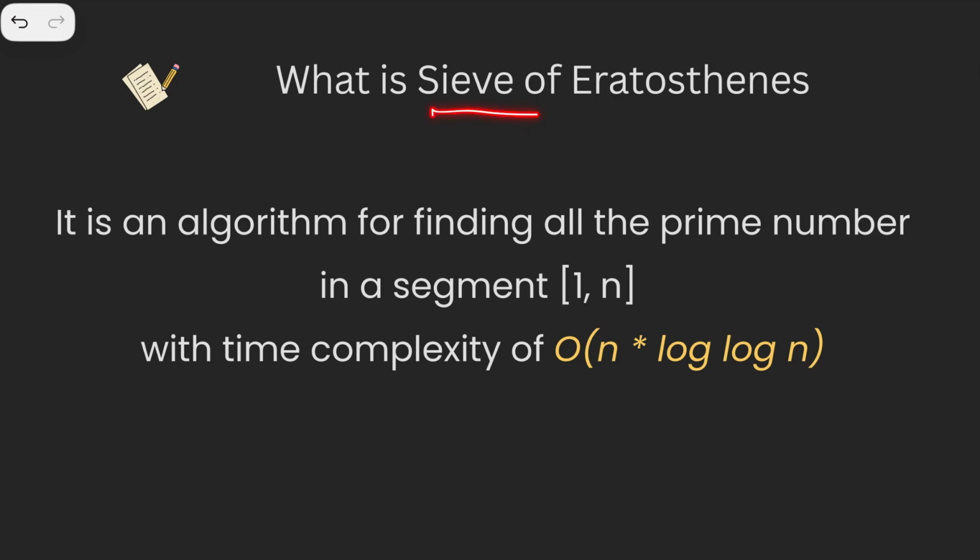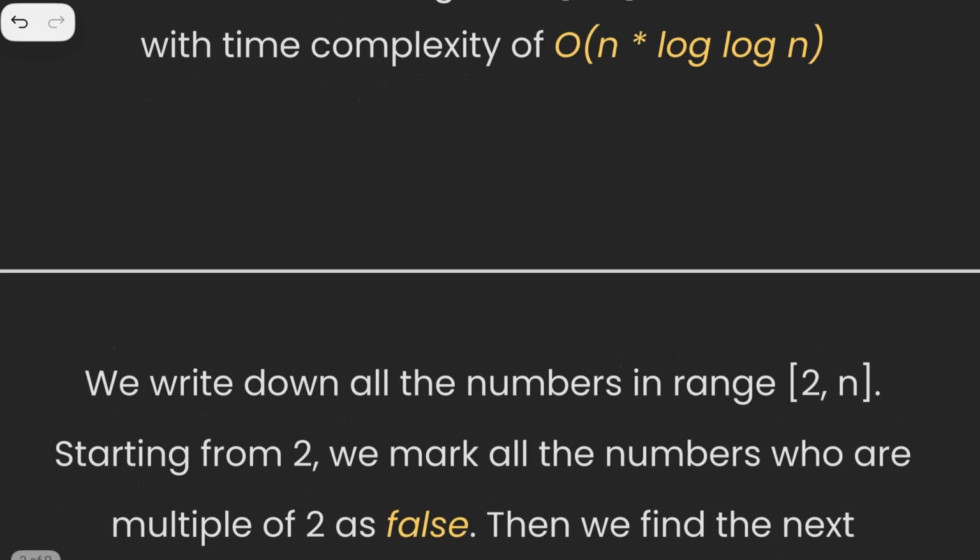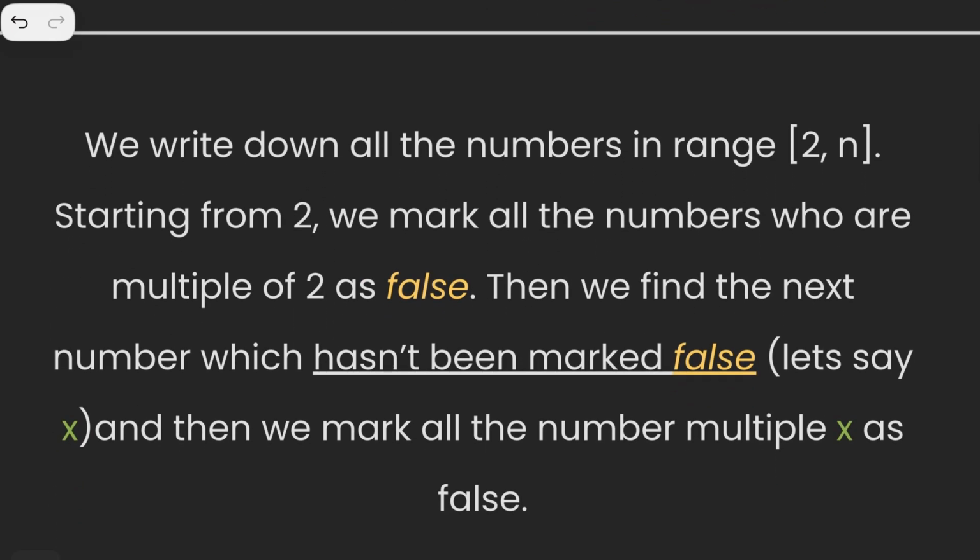So what is the Sieve of Eratosthenes? Well, it's an algorithm for finding all the prime numbers in a given segment from 1 to n. The most important aspect of this particular algorithm is that it runs in n log log n time complexity. Okay, let's directly dive into the algorithm.